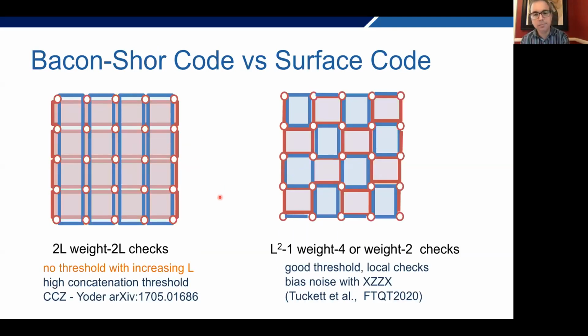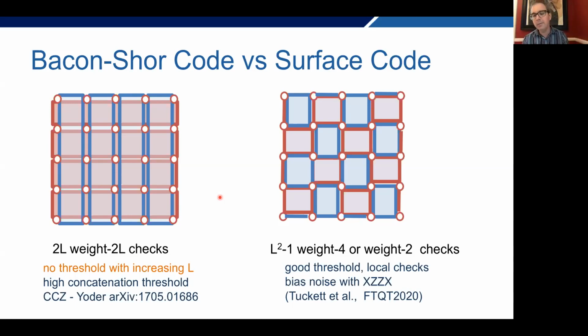Now, the Bacon-Shor code, of course, on the one hand, I think is not very popular because there's no threshold with increasing L. You can show that the probability of an error on each qubit has to drop like 1 over L in order for the code to help you out. And what it means is that for any given small error probability, there's actually an optimal size. So you would just grow the code out to the optimal size and then you would stop.